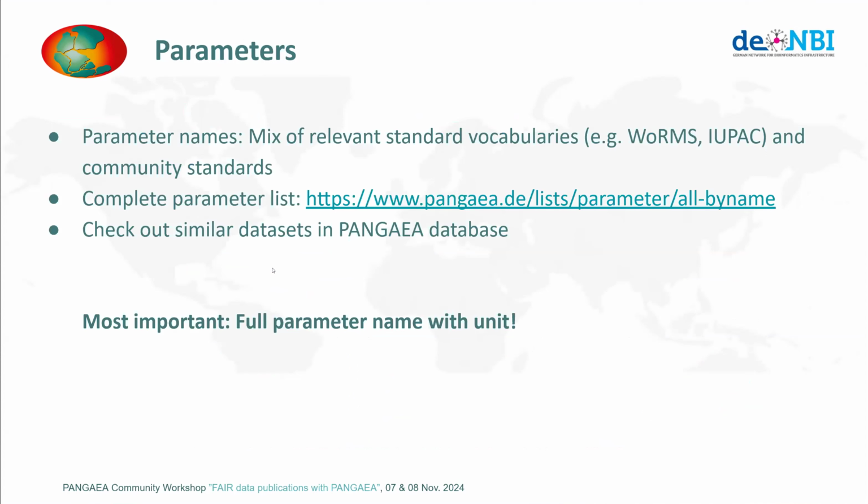Just short information about our parameters, how we standardize them. They have a mix of relevant standard vocabularies. For example, for species names, they can refer to the World Register of Marine Species, and also community standards. You can find a complete parameter list under this link, but it might be a little bit difficult for you to find the right parameter there. So I would also recommend that you check out similar datasets at the PANGAEA database. And if you find a similar dataset, please use this parameter name. But don't worry too much if it's really hard to find out what the right parameter name is. There's a PANGAEA editor sitting there and helping you to find the right parameter. We will hear more about this process tomorrow. So what is most important is that you always provide the full parameter name and the unit to us.